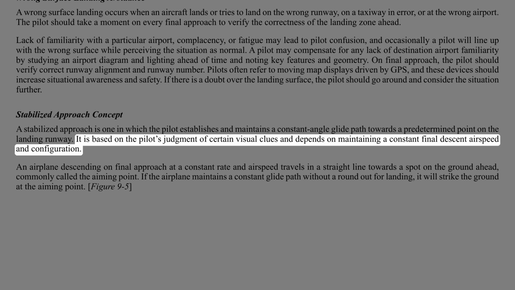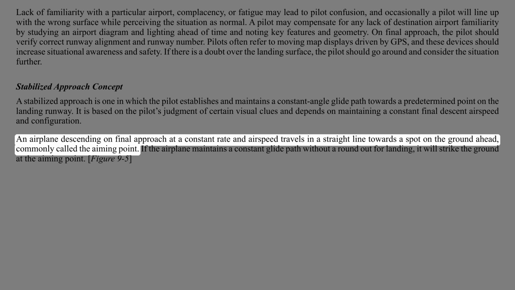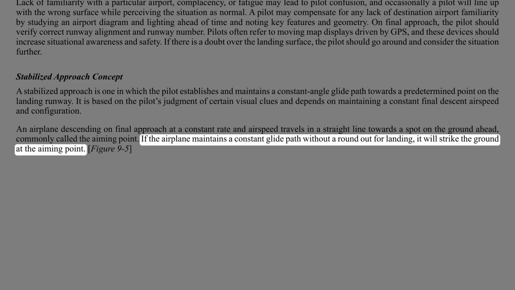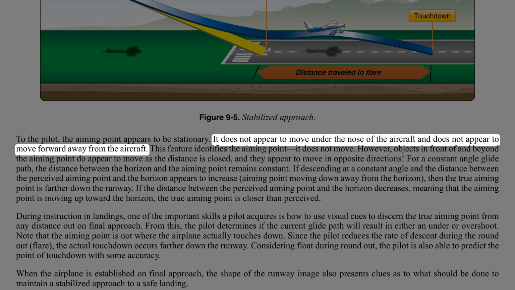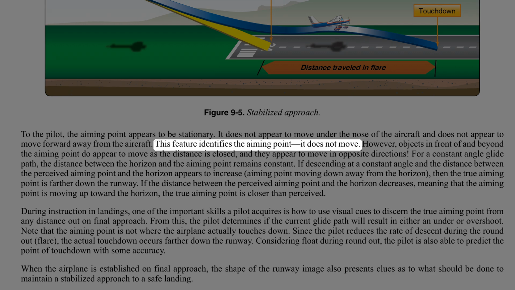and configuration. An airplane descending on final approach at a constant rate and airspeed travels in a straight line towards a spot on the ground ahead, commonly called the aiming point. If the airplane maintains a constant glide path without a round out for landing, it will strike the ground at the aiming point. To the pilot, the aiming point appears to be stationary. It does not appear to move under the nose of the aircraft and does not appear to move forward away from the aircraft. This feature identifies the aiming point.